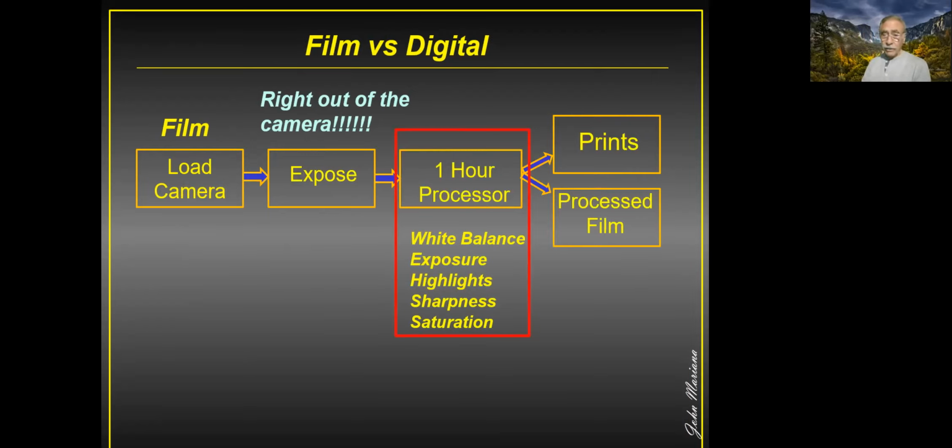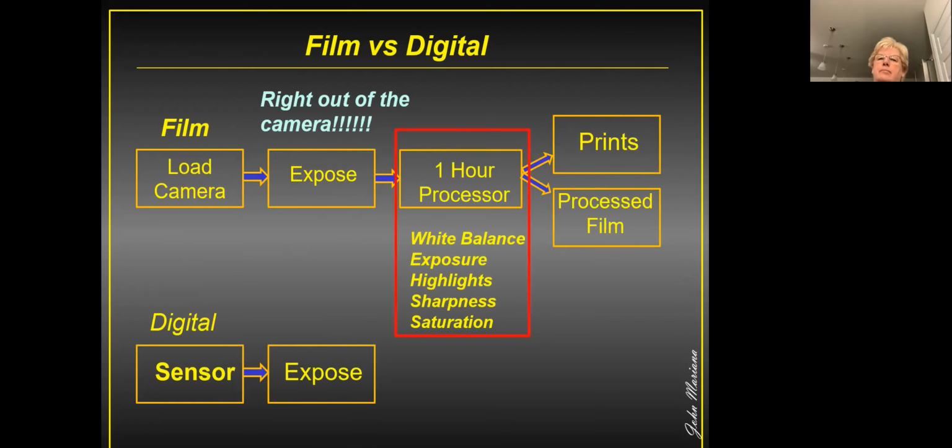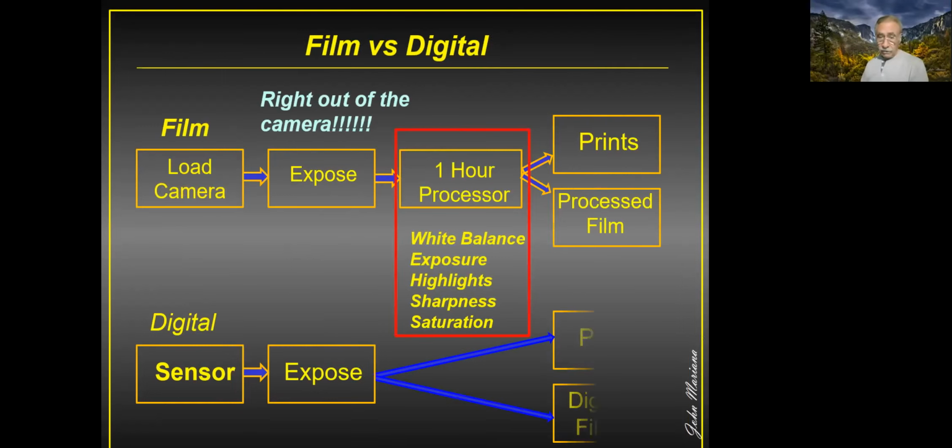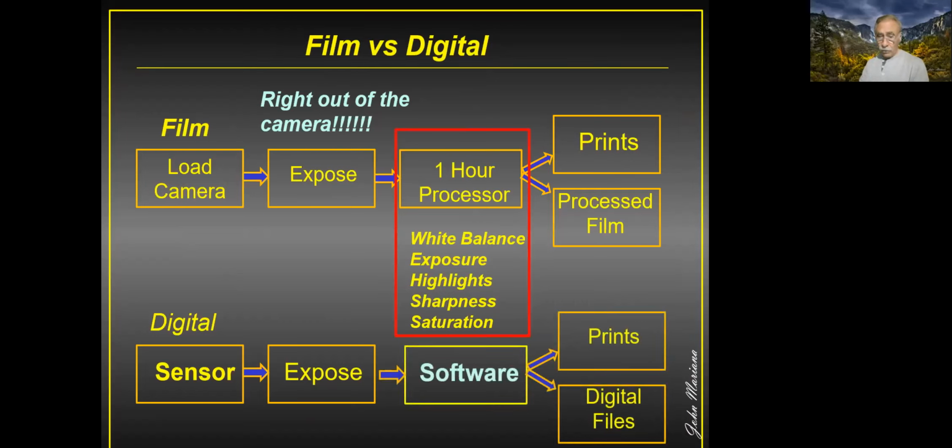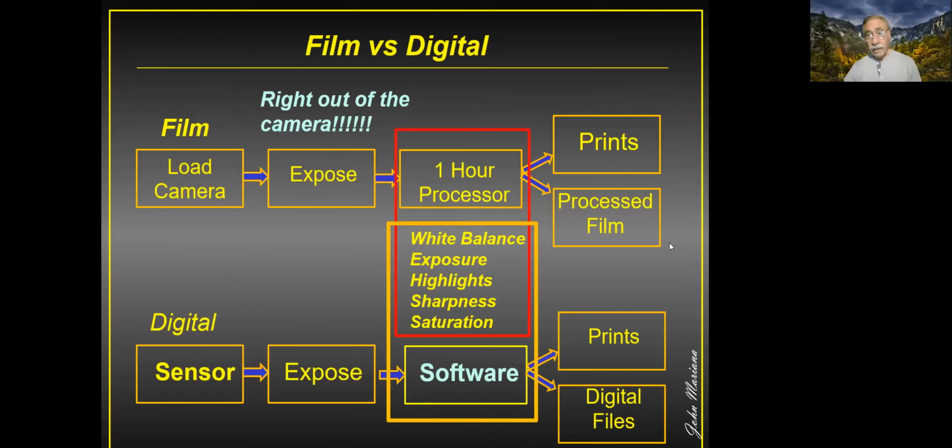Well, digital, we have a sensor, we expose, and we make our own prints, and we have digital files. Well, what happened to that enhancement area? We use software. So when it's right out of the camera, it never really was right out of the camera. And today, if you want to look at it as it comes out of the camera, you'll realize you really need to do some additional things. And I'll talk about that and show that.